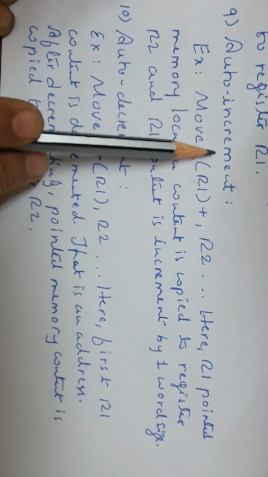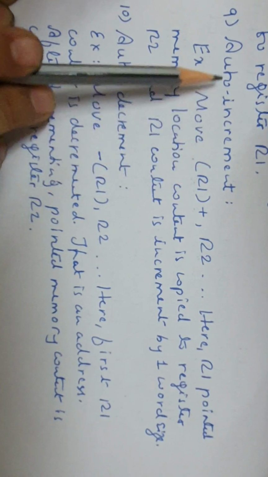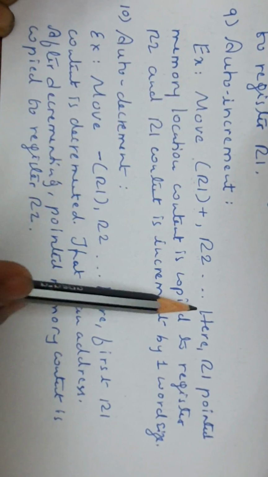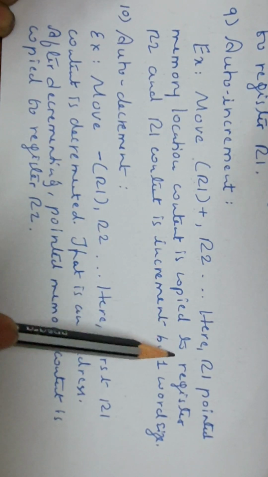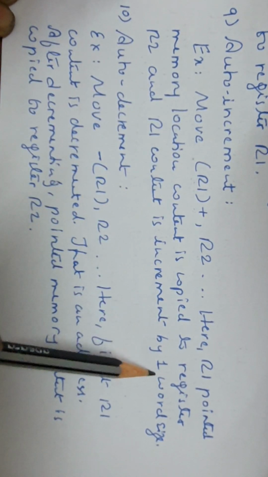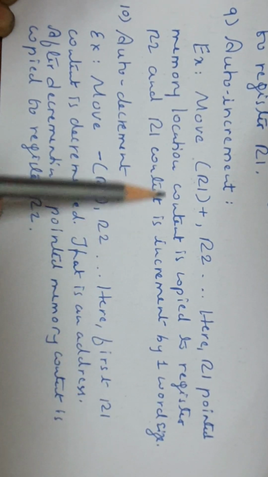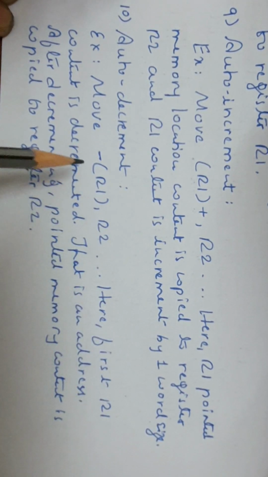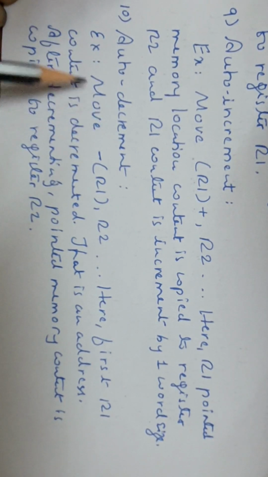This is what is auto increment. Automatically after copying, the address is incremented by one word address. Here R1 pointed memory location, content is copied to register R2 and R1 content is incremented by one word size. Means it is made to point to next word. Then 10th one, last one, auto decrement.